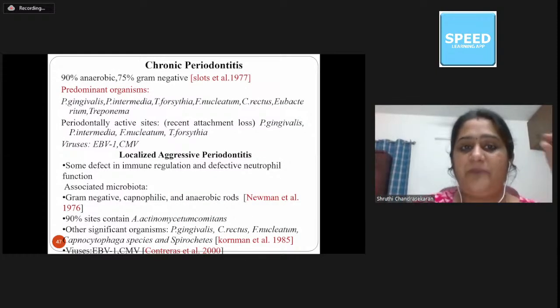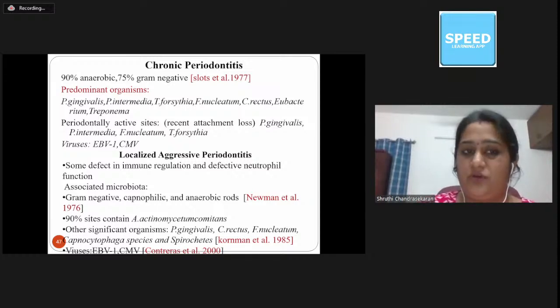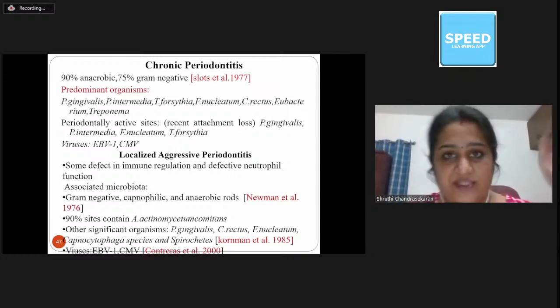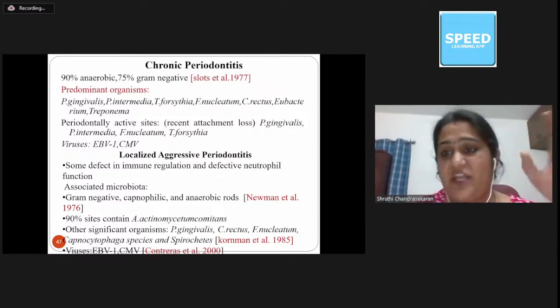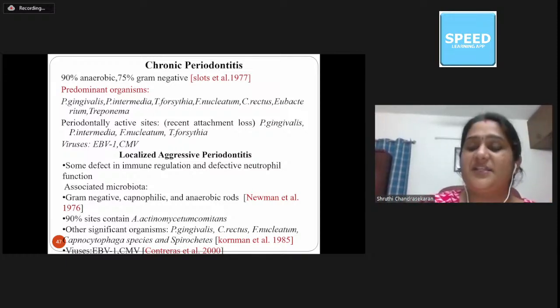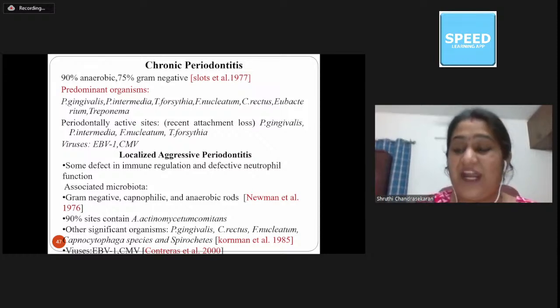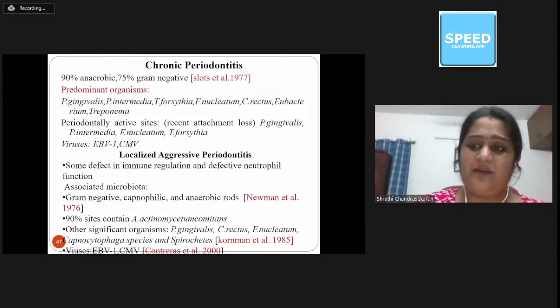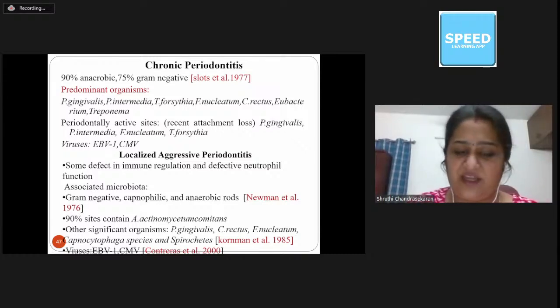And in chronic periodontitis, it is P. gingivalis, Prevotella intermedia, Tannerella forsythia, Fusobacterium nucleatum, and Treponema species. And viruses are also involved in this process, the Epstein-Barr virus and the cytomegalovirus. So chronic periodontitis is 90% anaerobic infection. Localized aggressive periodontitis is associated with Aggregatibacter actinomycetemcomitans only. Okay. And the other bacteria which are found are P. gingivalis, C. rectus, and F. nucleatum.